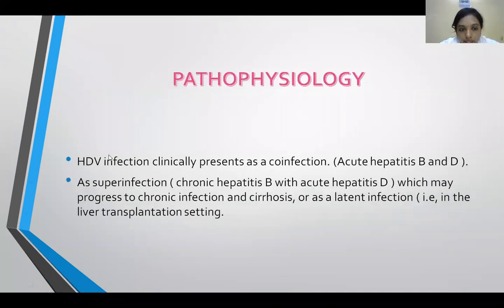Pathophysiology, okay, this is important now. Very simple, only two terms are important over here, co-infection and superinfection. The main point is, HDV requires hepatitis B virus for replication. HDV infection clinically presents as co-infection, that is acute hepatitis B and D. It is acute. As superinfection, it is chronic hepatitis B with acute hepatitis D, which may progress to chronic infection and cirrhosis, or remain as latent infection, that is in the liver transplantation setting. So, what is co-infection?